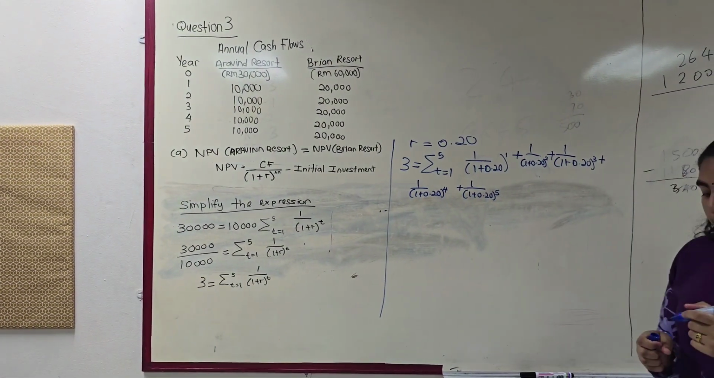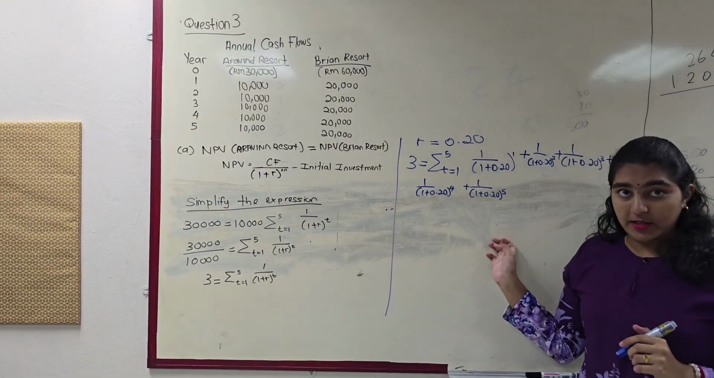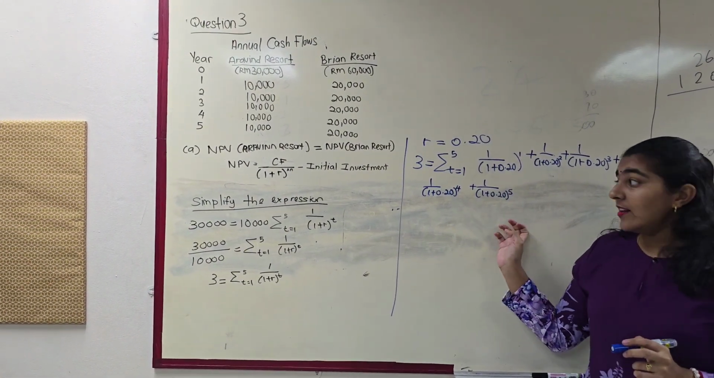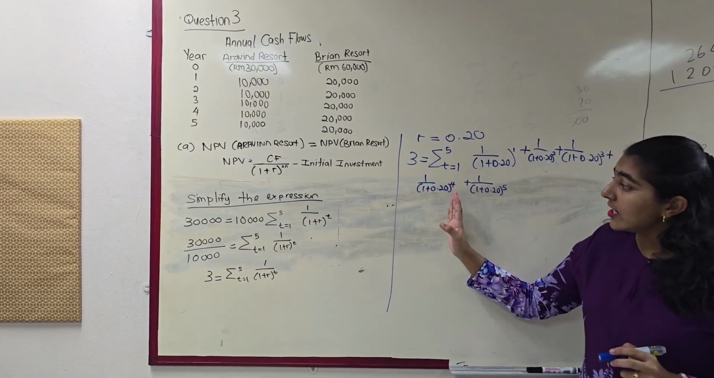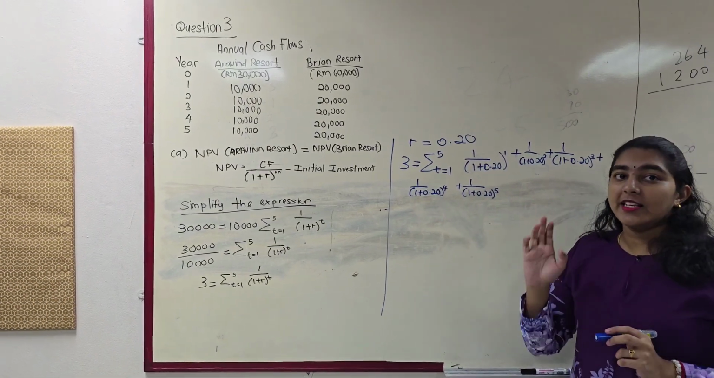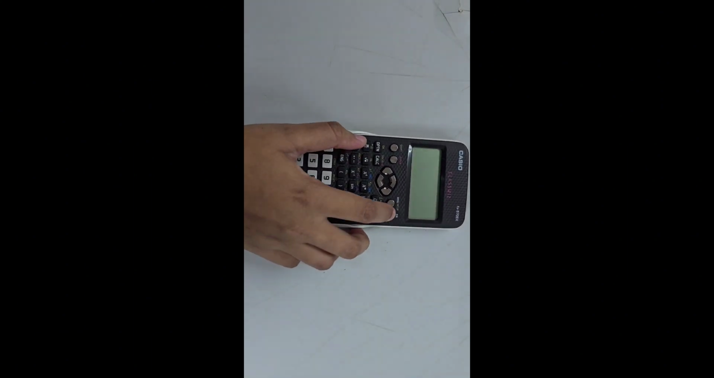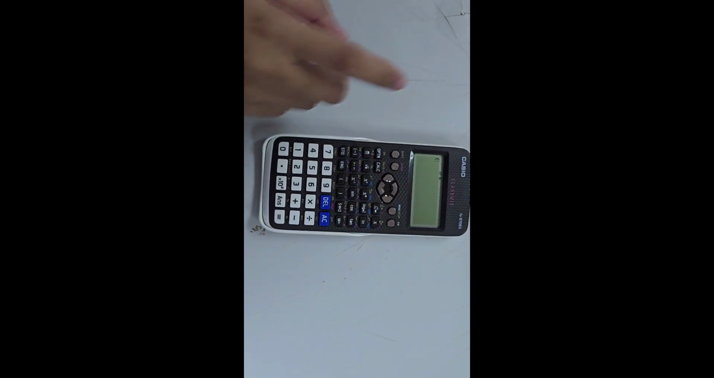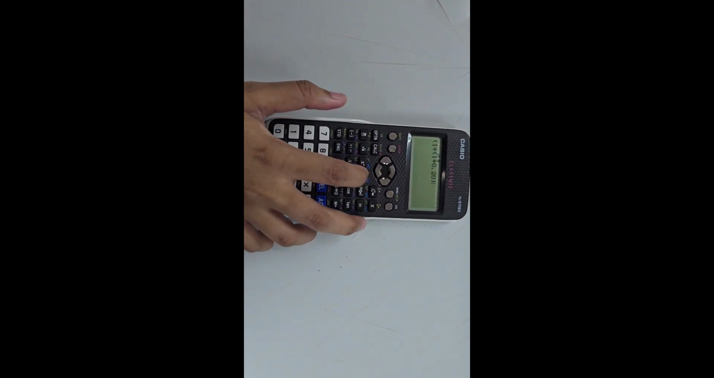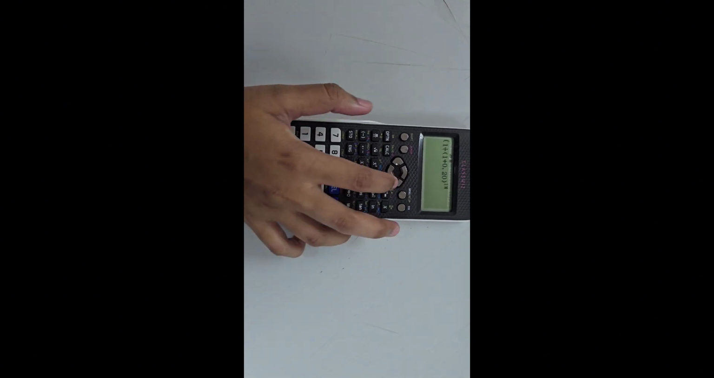So now you assume the rate is 20%. Now we calculate whether we get 3 equals to 3 exactly or not. So now you implement the equation that I wrote on the whiteboard just now. Bracket 1 divided by 1 plus 0.20 power of 1. So continue, do like that.